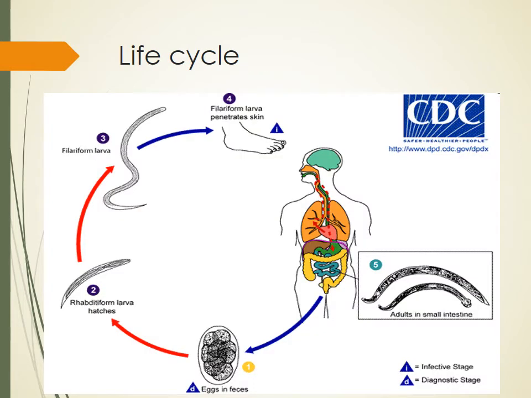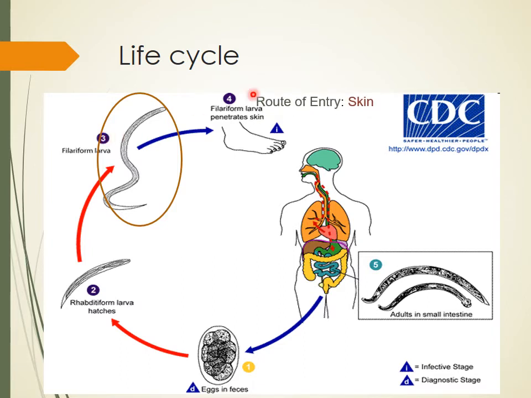Now the most important thing, the life cycle. Here human is the only host. There is no other host. So human is the definitive host and the only host of this worm. The infective form to human beings is the filariform larva. This larva produces infection in the human being.